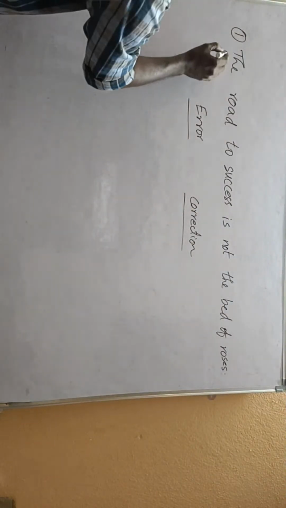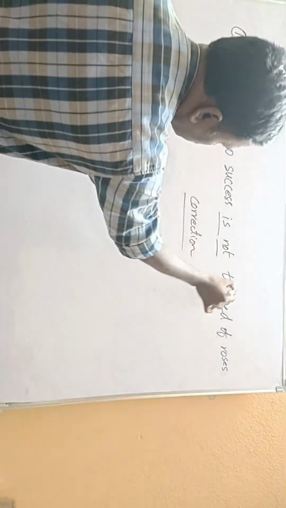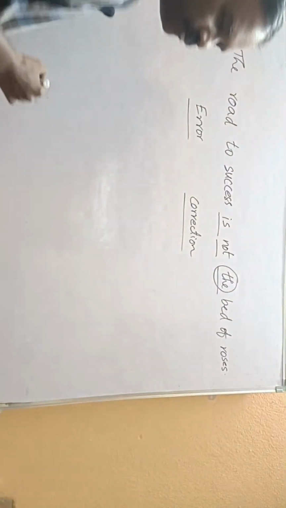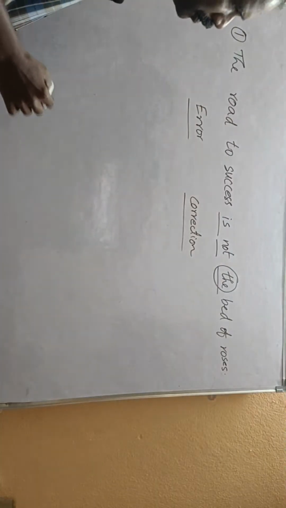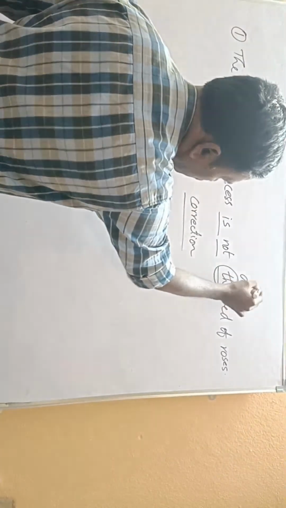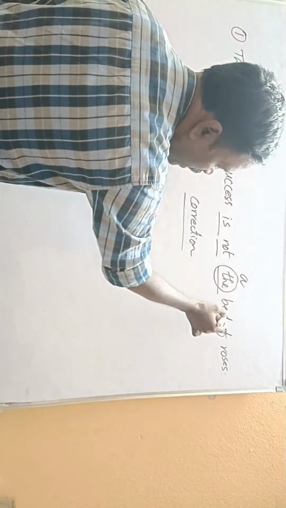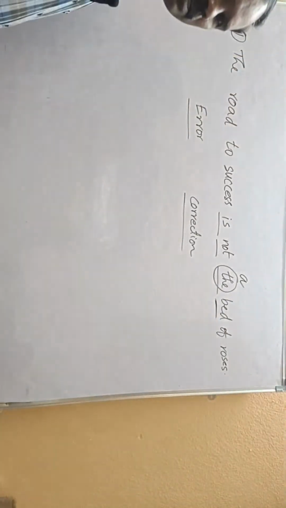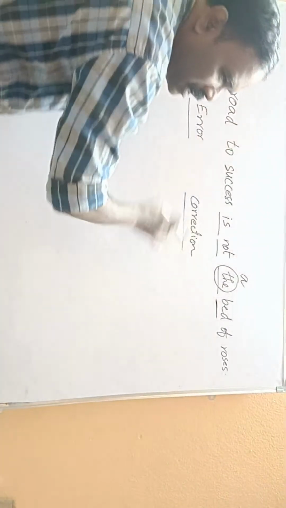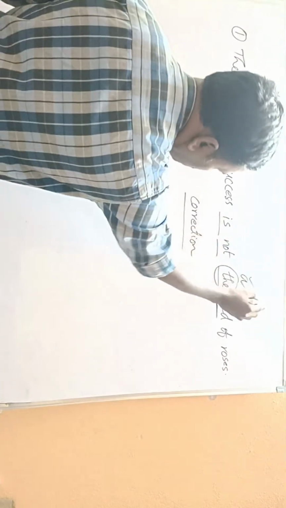See, the road to success is not the bed of roses. The is a definite article. We should not use it in the sense of common. This is a common expression, a bed of roses. Generally, we have to say it this way because bed is not a particular thing mentioned in this sentence. Particularly a bed we are not showing. So we have to use a.